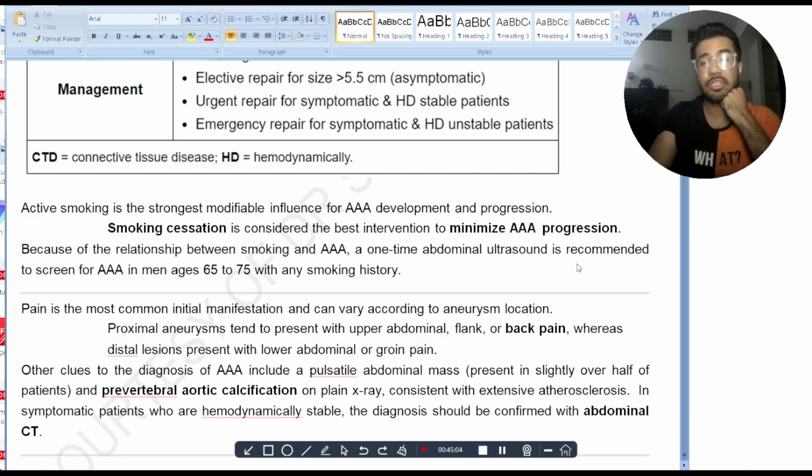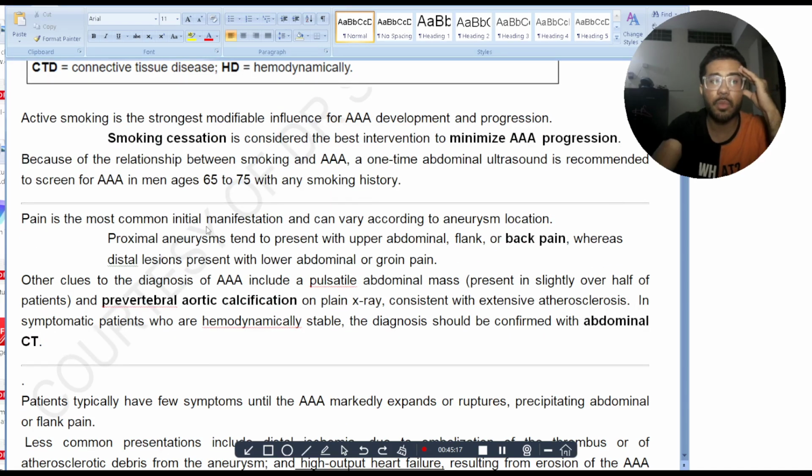So, as I told you about the screening, a guy who is 65 or above and has ever smoked, you do the screening with one time ultrasonography. Does not matter if the patient left smoking 20 years ago, you still do it. Pain is the most common initial manifestation and can vary according to the aneurysm location. This is really high yield.